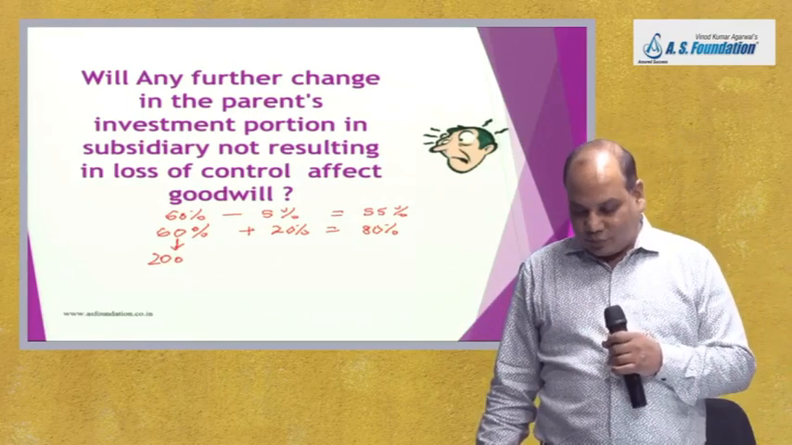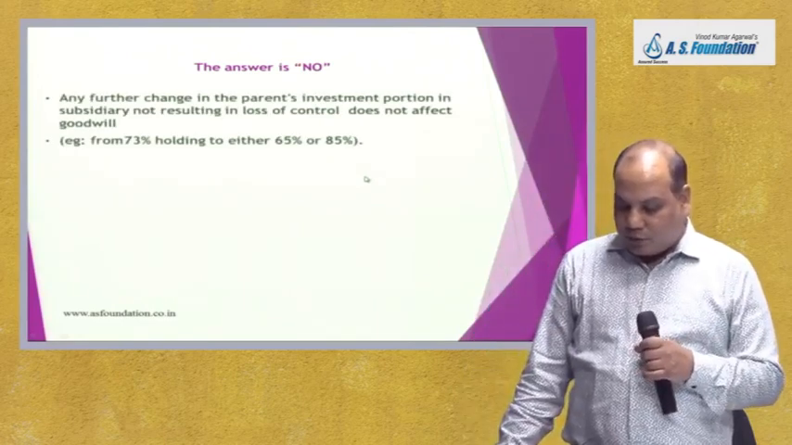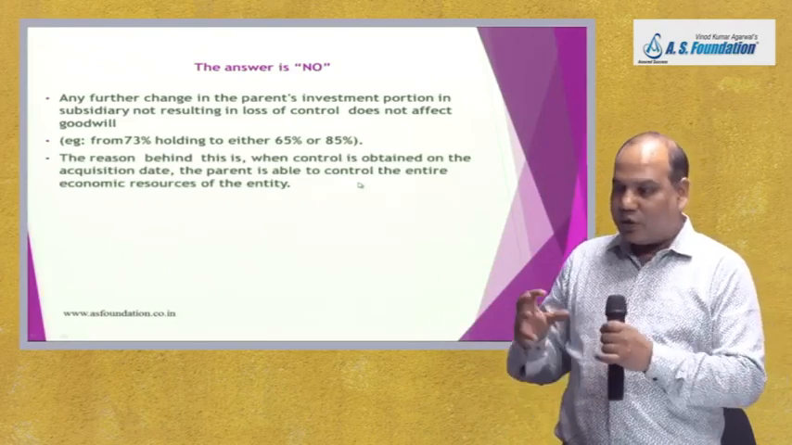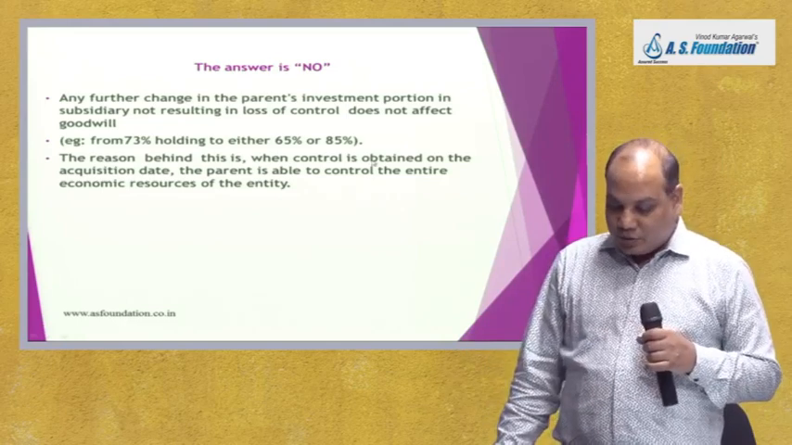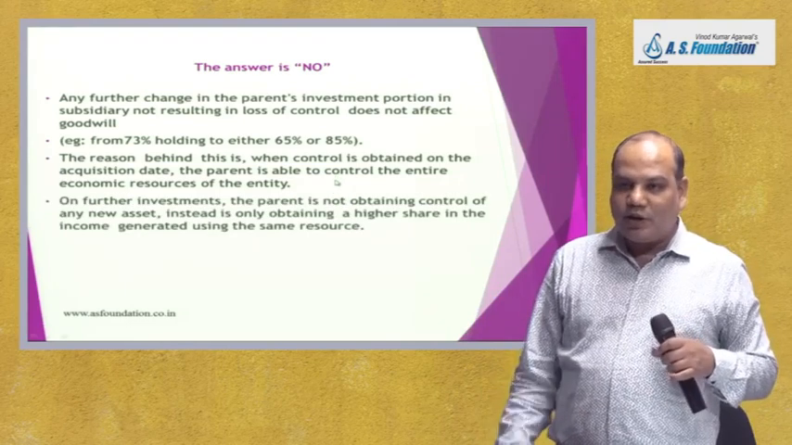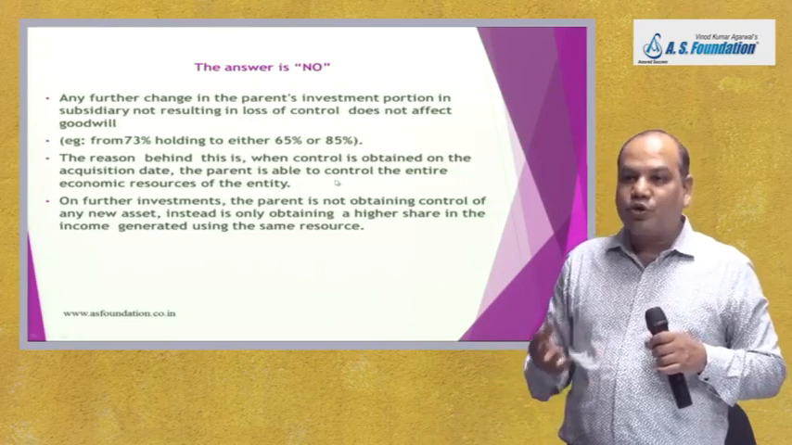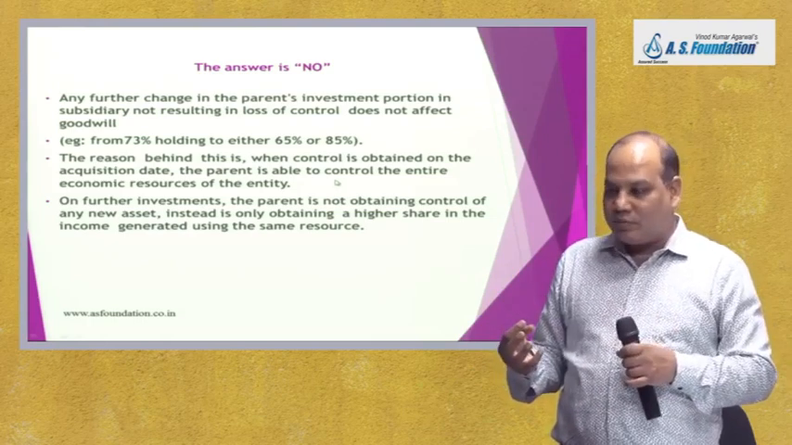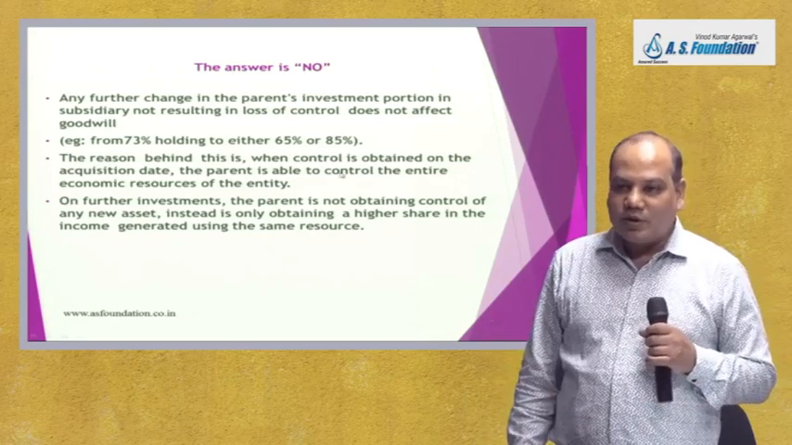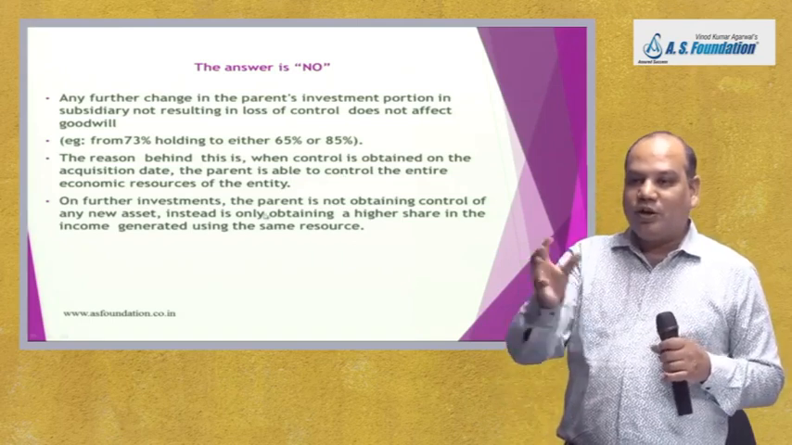Why? Goodwill was paid at the time of acquisition. We paid for goodwill so that we can get the control over the subsidiary. We can get control over the resources of the subsidiary. If I add more stake in that company, it does not change my control. It only gives me power to earn more income proportionately. Or if I sell some stake, my proportionate share in the profit will come down, but my control still remains the same.